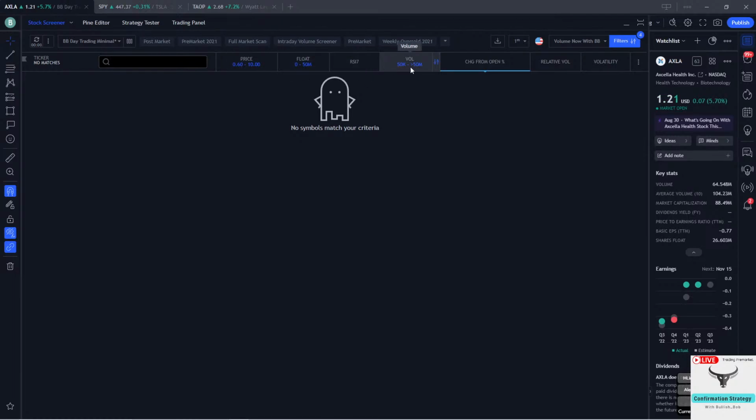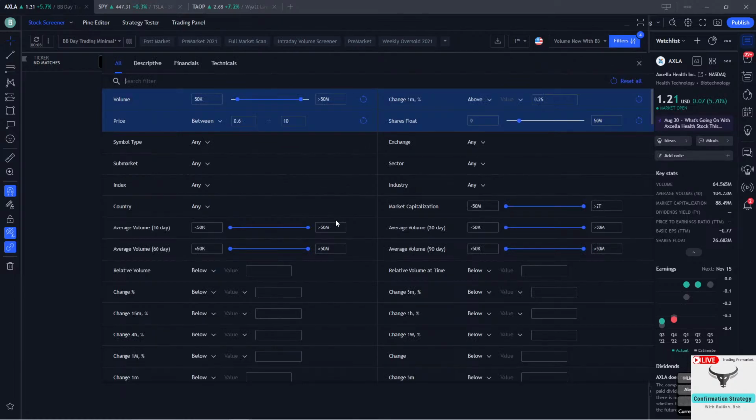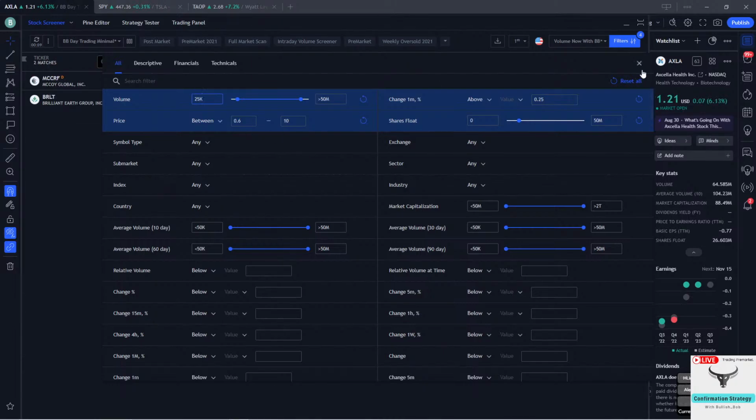It's showing us the volume is at least 50,000 shares in the last 1 minute candle, because we're on a 1 minute time interval. And we're looking for the change from open is not important. Neither is the relative volume or the volatility. So these are those filters if you guys want to copy those. Very simple scan, right? Very simple. And we can change this. We can say, okay, well, notify me if anything has 25,000 shares, a little bit less, right? So we can do that.